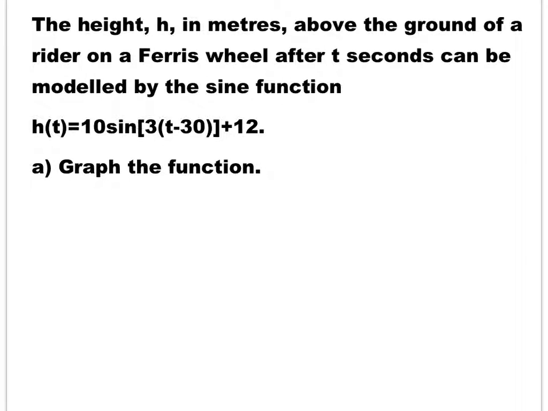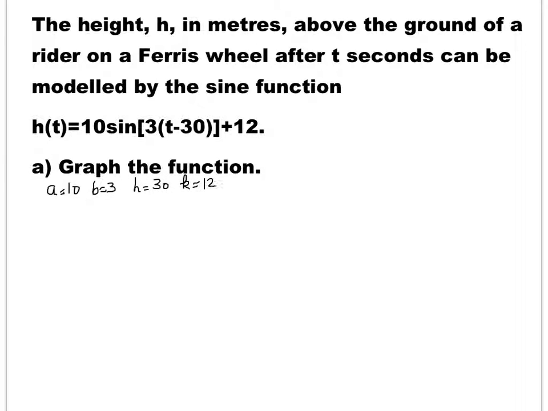The next example: we have the height h in meters above the ground of a rider on a Ferris wheel after t seconds, which can be modeled by the sine function h(t) = 10 sin(3(t - 30)) + 12. We are supposed to graph the function. To do that, we need our a, b, h, and k. We know that a is equal to 10, b is equal to 3, h is equal to 30, and k is equal to 12.